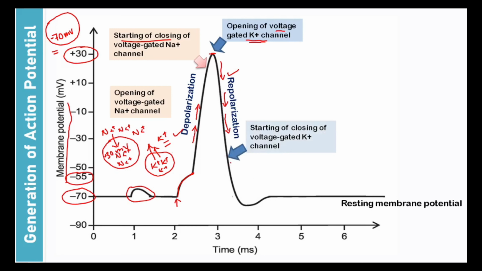And in this stage, there is a starting of closing of the voltage gated potassium channel. And if we are talking about the sodium channel, of course in this area, the sodium channel will get closed. So we can say that action potential can be started only in the area.